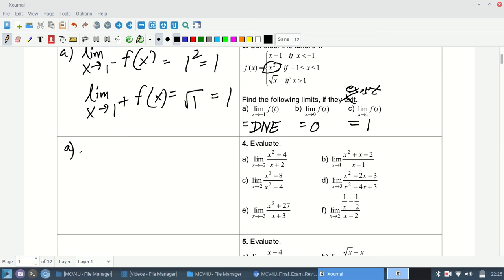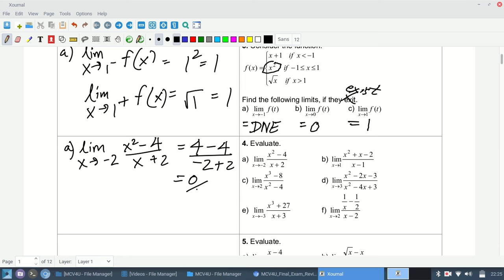So if I look at A, I've got a limit as x approaches -2 of x squared minus 4, all over x plus 2. If I do a direct substitution, I get the square of -2, that's 4. So I end up getting 4 minus 4. That's 0. And I get -2 plus 2. Okay, so I end up getting 0 over 0. No bueno, that's indeterminate. Okay, so I have to actually do some work here.